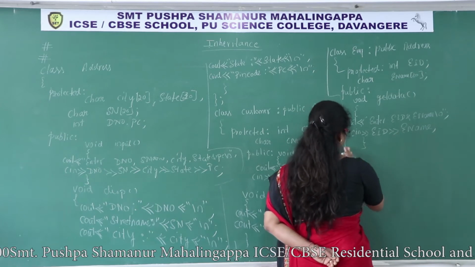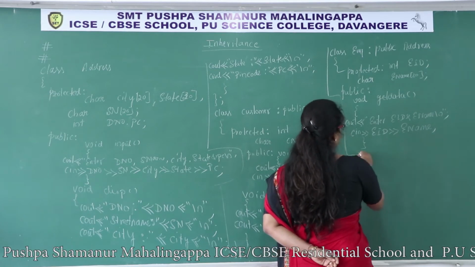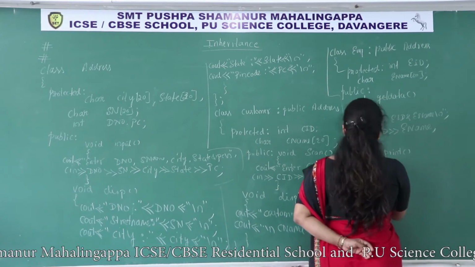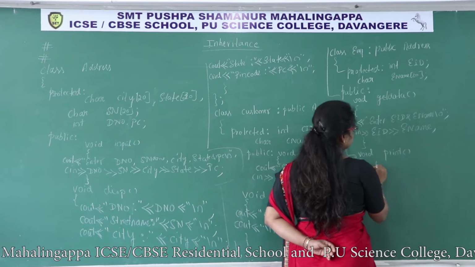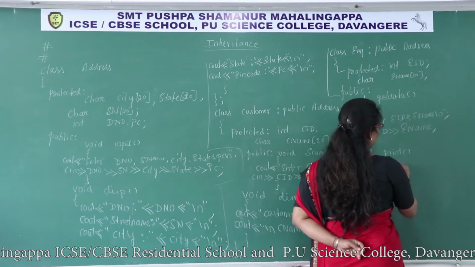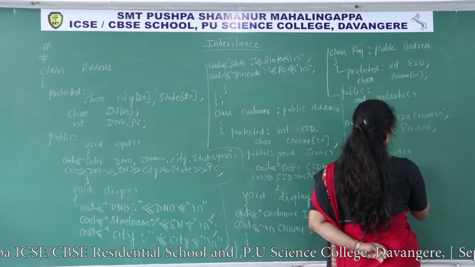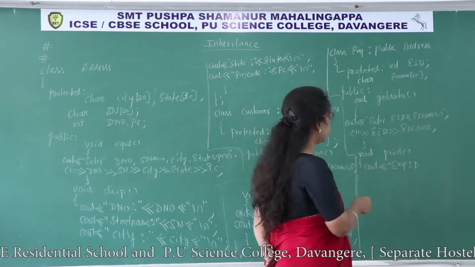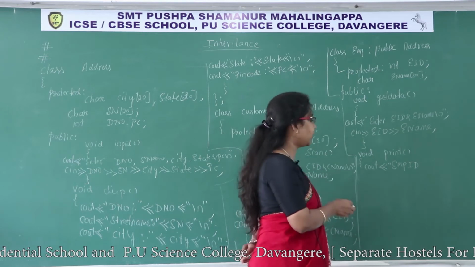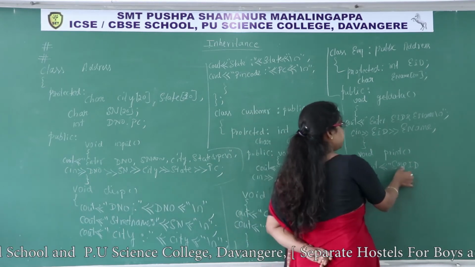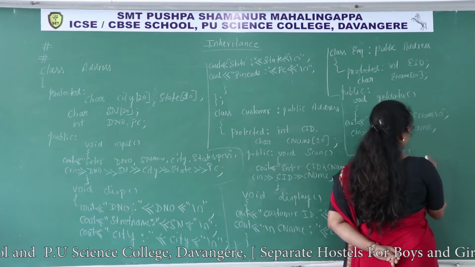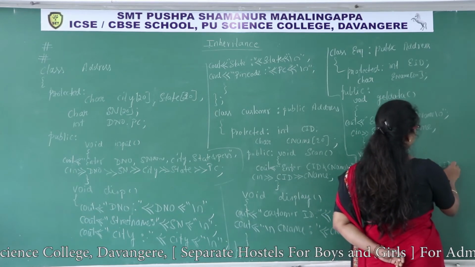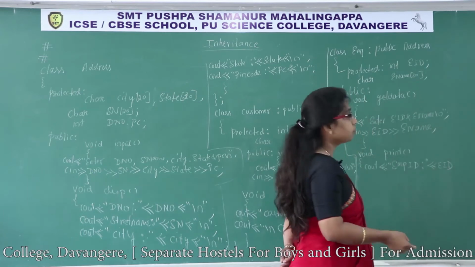Now void print. cout employee ID, emp ID. I had taken the data member name EID, but while displaying I'll take the label emp ID. That employee ID is stored in EID. So while displaying the content you must copy the same variable name here.